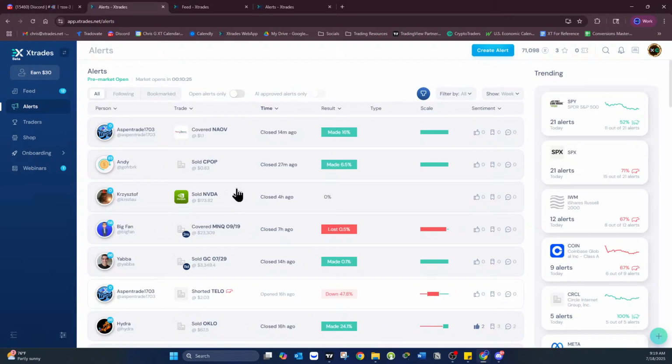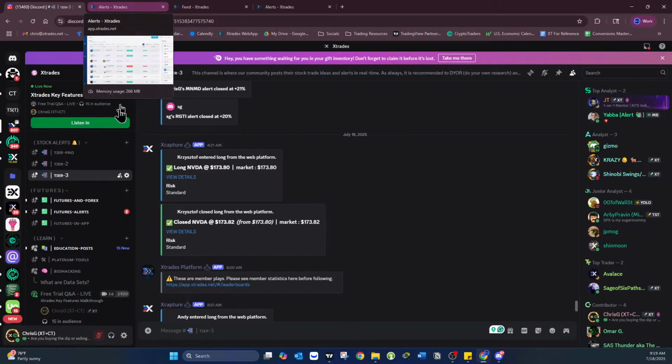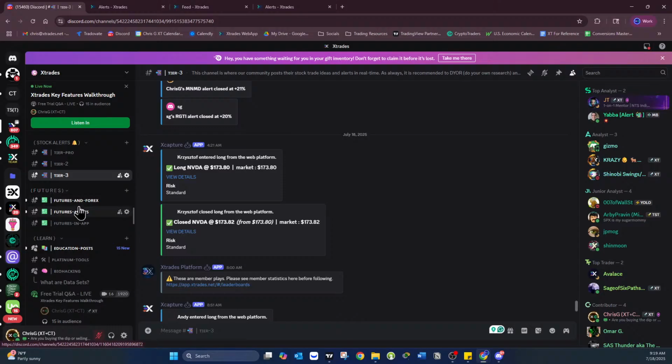Now, how do you narrow this down, right? This is literally hundreds of trades. And I promise, you don't want to follow every single trade, guys. You want to pick and choose. You want to be very selective. And you want to follow the right amount of trades and the right people as well.